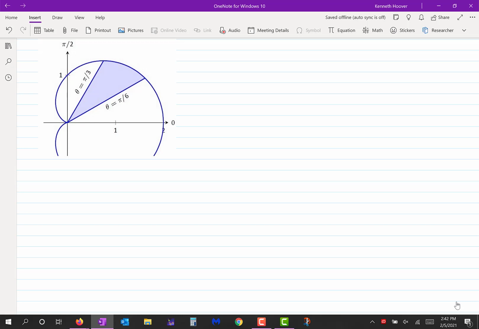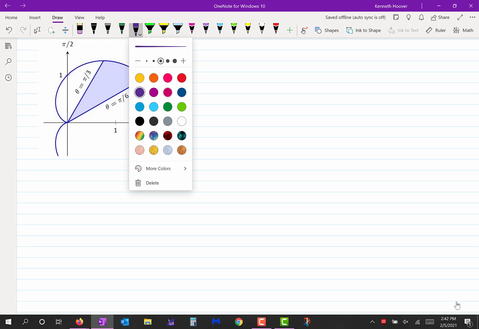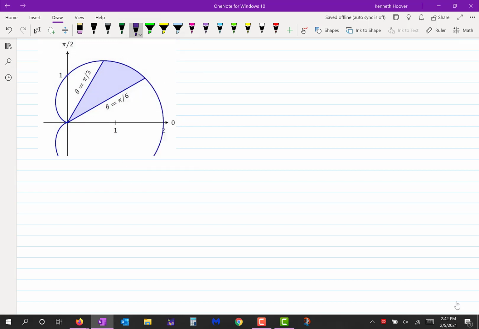Okay, next type of question. How would you find an area enclosed by a polar graph like is pictured here? There's a cardioid, and shaded blue is the area inside the cardioid from theta equals pi over 6 to theta equals pi over 3. And that cardioid, by the way, what's the equation of that? Let's write that down. The equation is r equals, that particular one is 1 plus cosine theta.